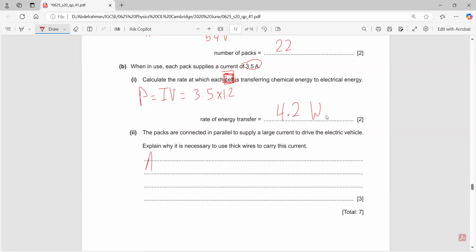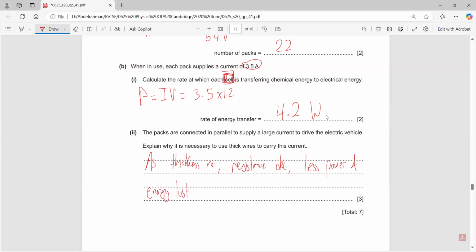So as thickness increases, resistance decreases. Why? Because they're inversely proportional. When the resistance decreases, this means that we have less power lost. So less power and energy lost.